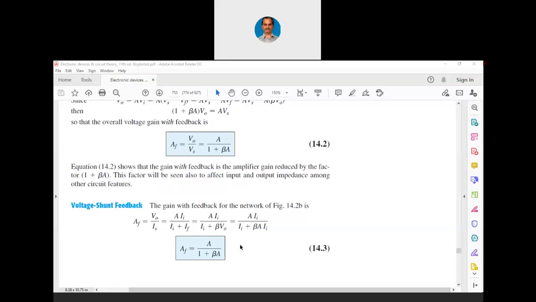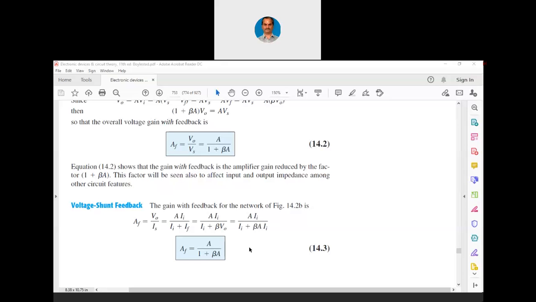In fact, for all of those 4 feedback types or connections, you are going to get the same expression, that is AF equals A by 1 plus beta into A. Or when we generally keep on mentioning about it, we simply say AF equals A by 1 plus A beta. Either we mention beta into A or we mention A beta, because mentioning A beta is easier for us. So, for all the 4 types of connections, when you apply the same equations, you are going to get the same equation, AF equals A by 1 plus A beta.